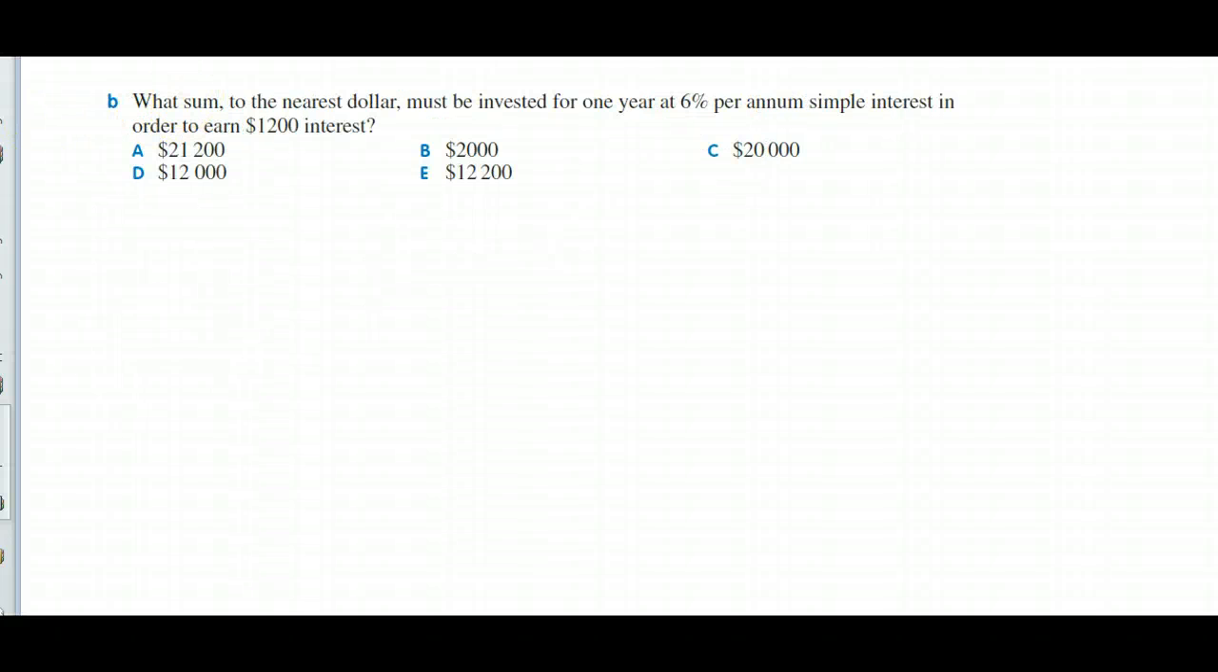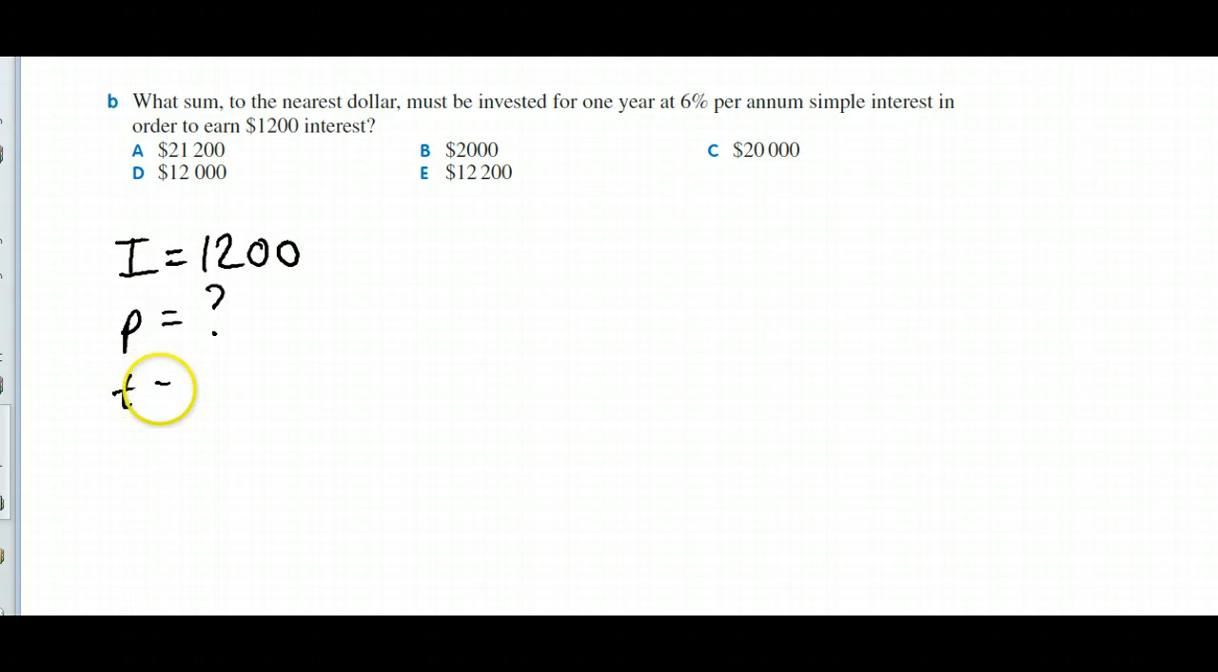Okay, in this question, we're asking what sum to the nearest dollar must be invested for 1 year at 6% per annum simple interest in order to earn $1,200 interest. So in this case, we're being told that the amount of interest that we want to earn is $1,200. So they're asking us to work out how much do we need to invest? What is the principal sum? What does that need to be?